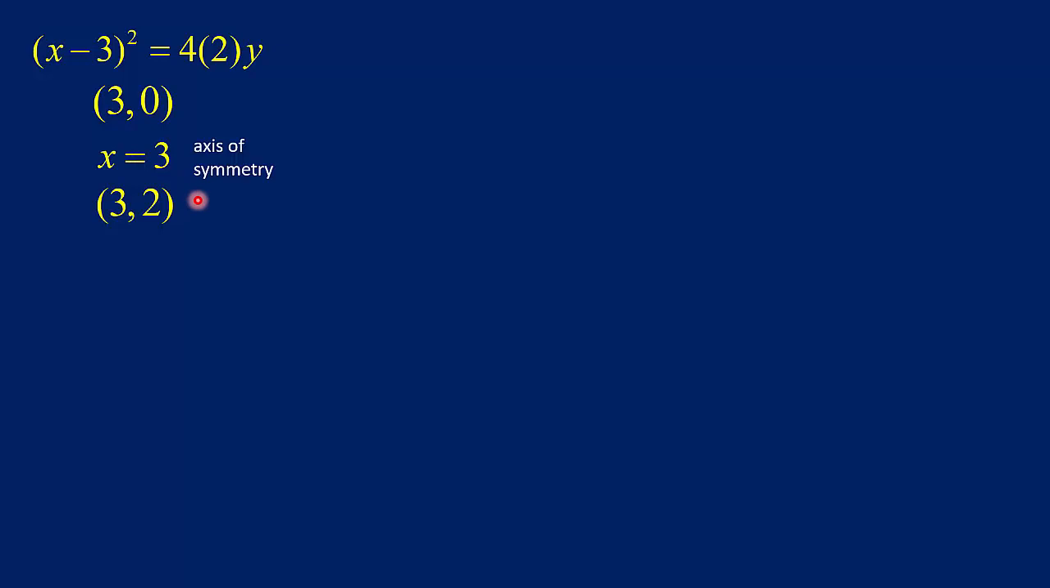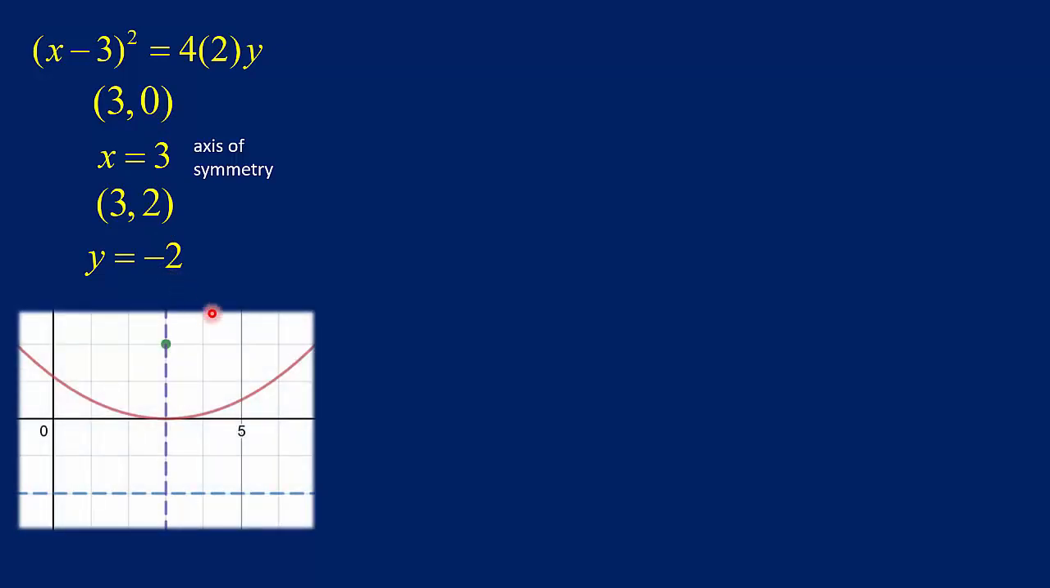Now we also have the focus. Notice the focus, we're just going to add 2 to the y-coordinate. There's the focus. And for the directrix, we subtract 2. This vertex was at (3, 0). If we subtract 2 from the y, we get y equals -2. Now here's what the graph looks like.